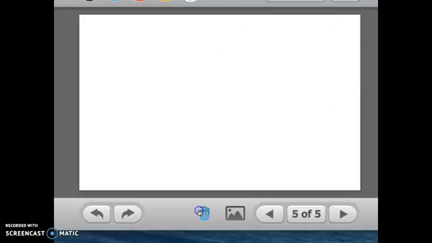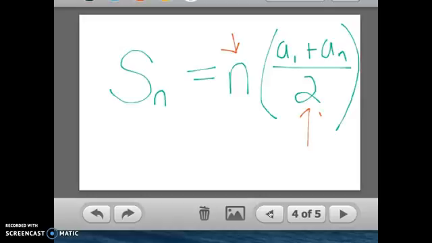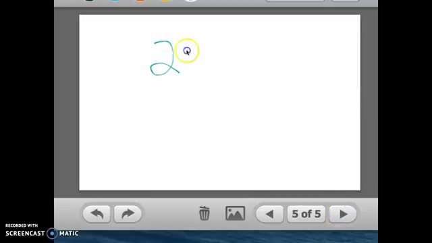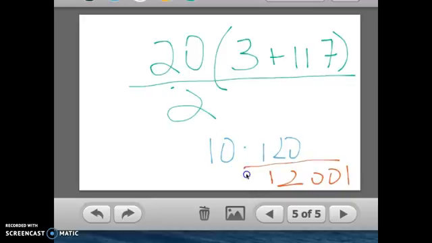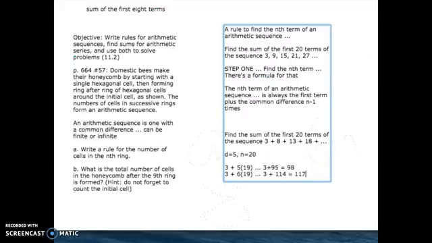Now I need to just plug that in here. N is 20, the first term is 3, the last term is 117, and remember it's 20 over 2, so it's really this plus this times 20 over 2, or times 10. So really this is just saying 10 times 120, which equals 1200. So that answers this one right here.